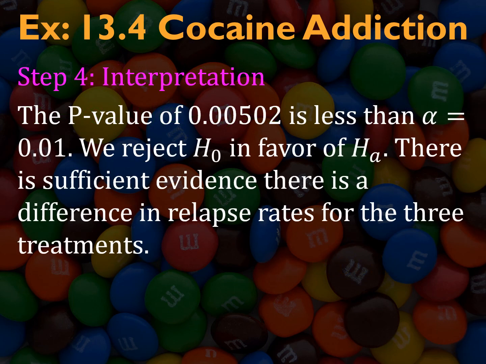So the p-value 0.0052 is much less than 0.01, so we're again going to reject the null in favor of the alternative. There's sufficient evidence of a difference in relapse rates for the 3 treatments. So that's it for section 13.2, the chi-square test for homogeneity. If you have any questions, feel free to ask me or post in the Google Classroom group.